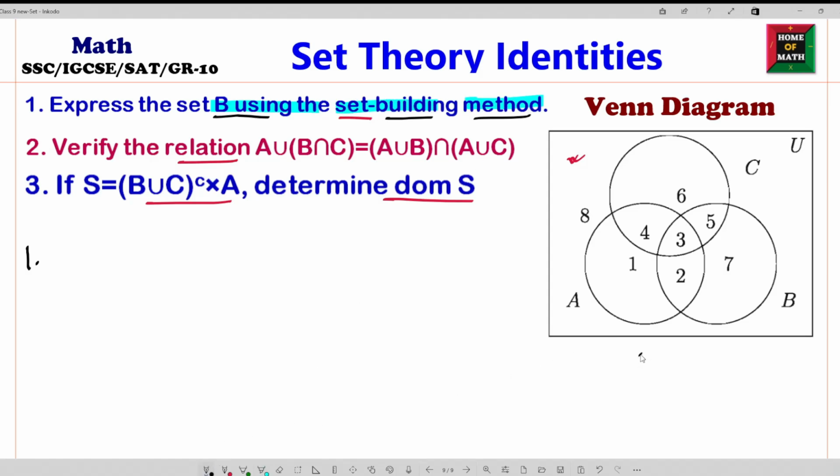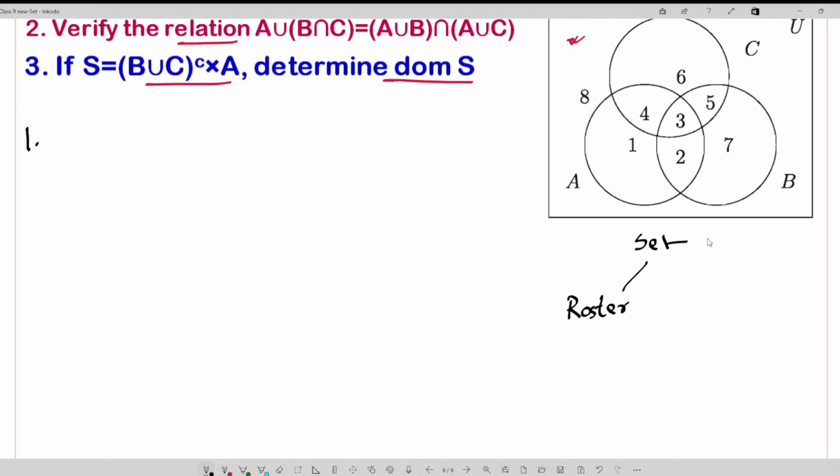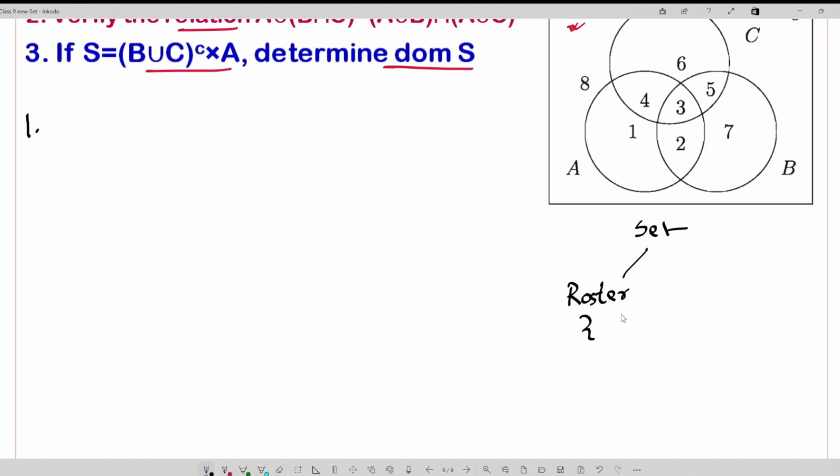We know set has two methods. First one is roster method, which we can express inside second bracket, and elements we will separate by comma. Another method is set building method, which we also know as rule method.